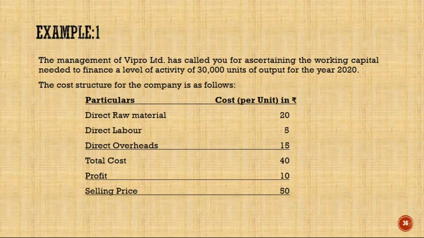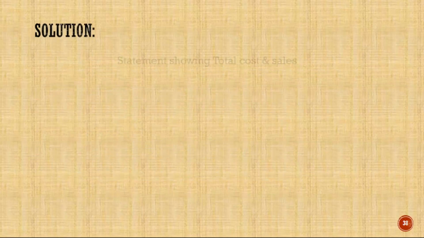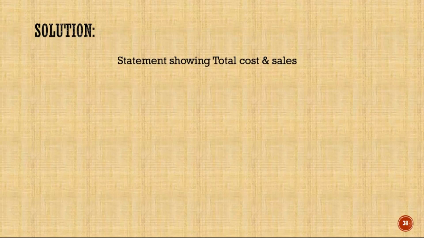So that means we have to first convert this information into total cost and total sales relating to 30,000 units. So first we will start with this. So let us write here statement showing total cost and sales. This is nothing but for the level of activity of 30,000 units.